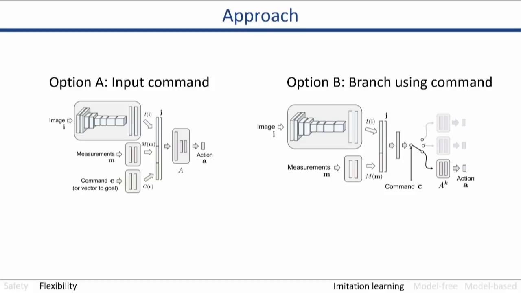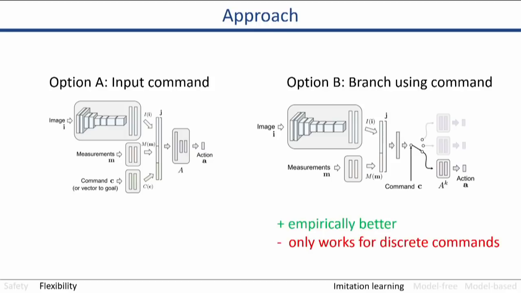I think it can only handle it if the command C is not that big. If it's very big, correct. So I'd say the main downside of this is it assumes discrete controls. In this example, they were just doing driving, so left, straight, right. So I'd say that's the main downside. Empirically, they found it worked better.